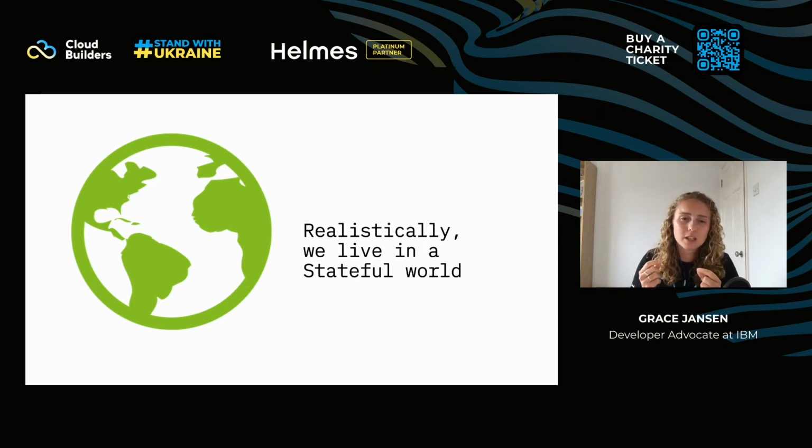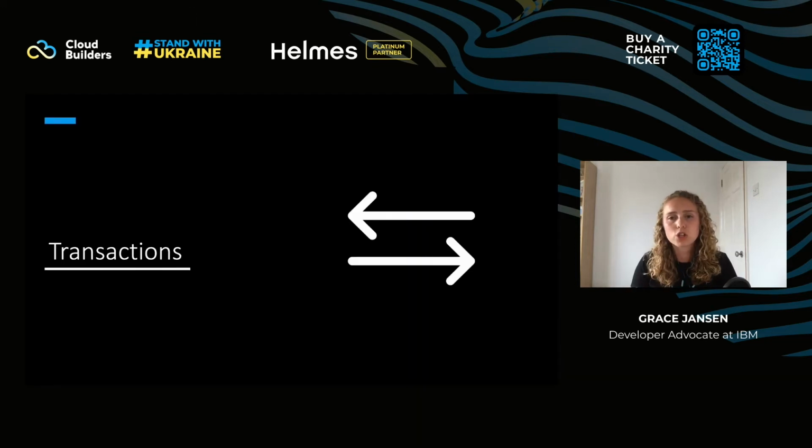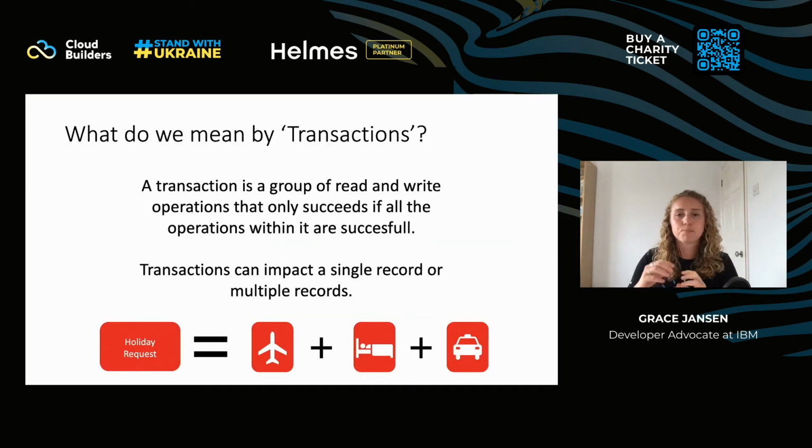So if we're considering using stateful microservices in the cloud, how do we do this? Traditionally, we might have used something like transactions. What do I mean by transactions? Here's a brief definition. Really, this is a group of read and write operations that only succeeds if all of the operations within it are successful. So they can impact a single record or multiple records.